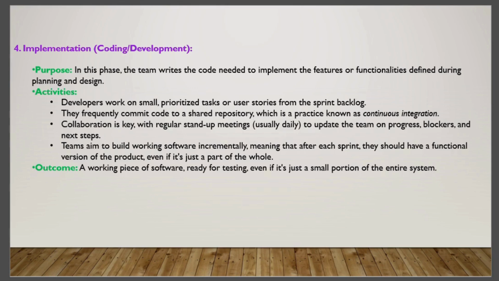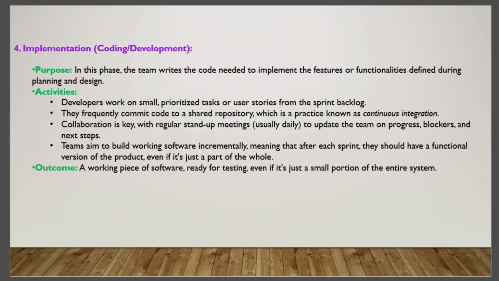Fourth phase is implementation. Let's see the purpose. In this phase, the team writes the code needed to implement the features or functionalities defined during planning and design. Then see the activities that are involved in implementation. Developers work on small prioritized tasks or user stories from the sprint backlog. They frequently commit code to a shared repository, which is a practice known as continuous integration.